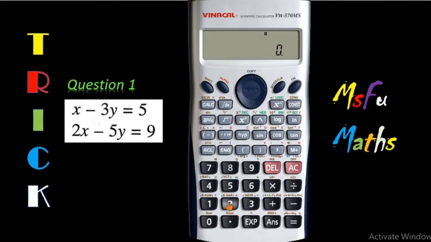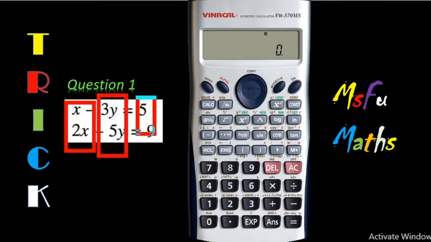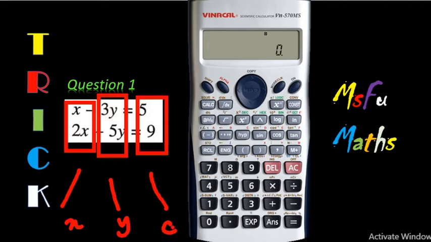So the trick to use the calculator in solving this simultaneous equation is, first of all, you have to arrange your equation here. What I mean by arranging is this column here is for x only, and here is for y, and the right side here is just constant. So this is for x, this is for y, and that's for your constant.